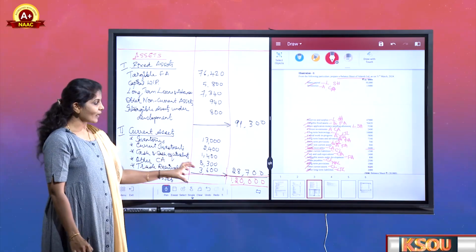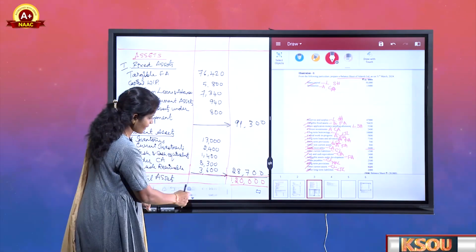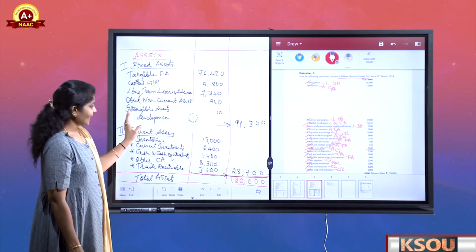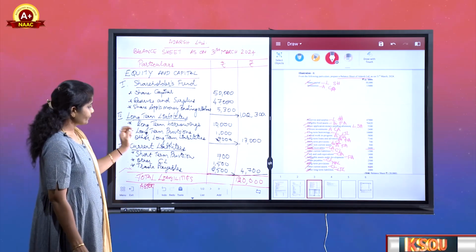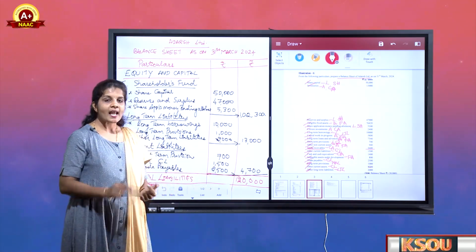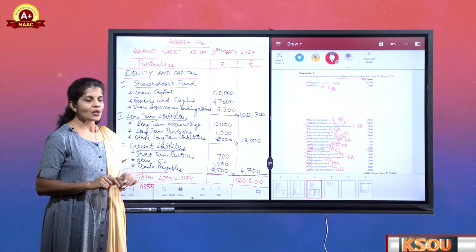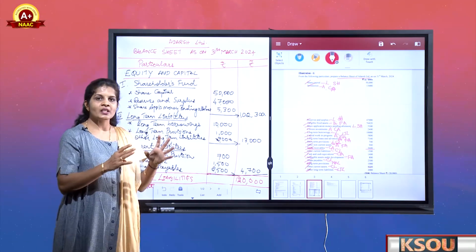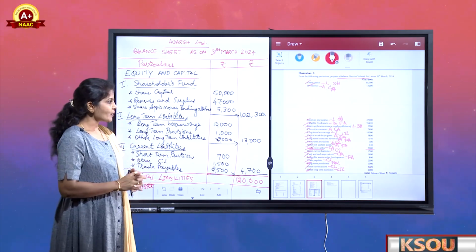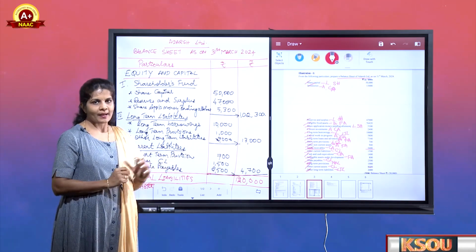So we have got 1,20,000 on the asset side and also on the liability side. On the liability side also we have got 1,20,000 only. Like this we need to prepare the balance sheet. Always the asset side of the balance sheet and the liability side of the balance sheet should get tallied. Okay. So this is how we need to prepare the balance sheet.